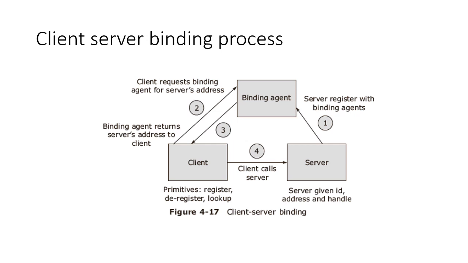Now we'll talk about the client server binding process. The first thing is that the server needs to be registered with the binding agent. So the first step is that the server should give its ID, address and handle to the binding agent. Then the client requests the binding agent for the server address, because the client doesn't have the server address. In turn, the binding agent returns the server address to the client, and after receiving the address of the server, the client can use primitives like register, deregister, lookup, and with the address of the server it can call the server directly. So this is our client server binding process.